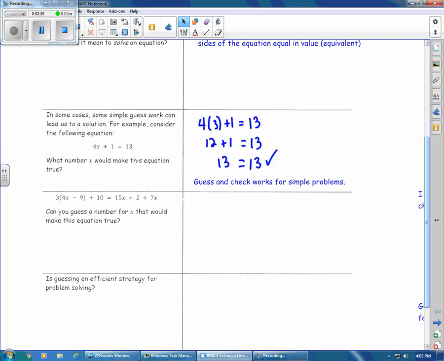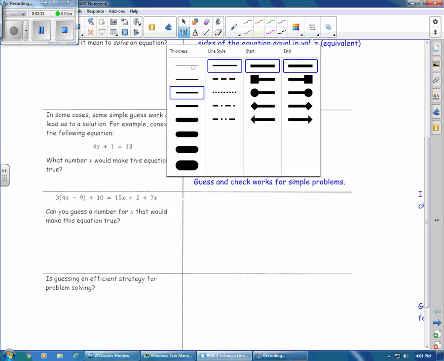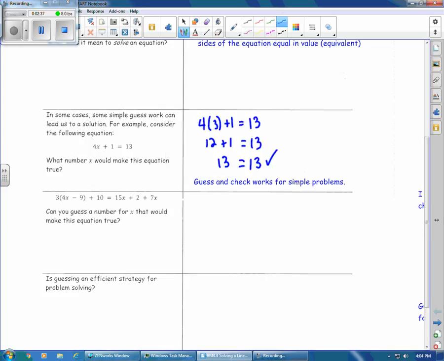Now we could try simplifying the equation a little bit and see if we can make it easier to decipher and understand. Maybe if we distribute this 3: 3 times 4 is 12x. 3 times negative 9 is going to be negative 27, plus 10, is that equal to 15x plus 2 plus 7x?